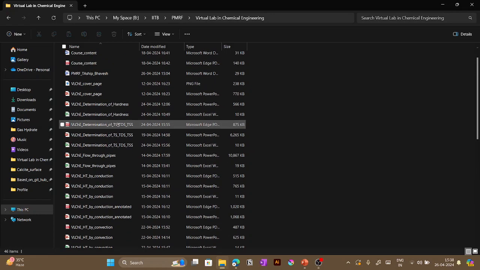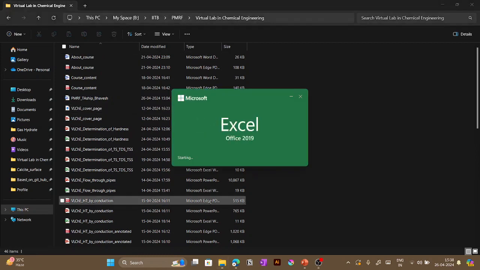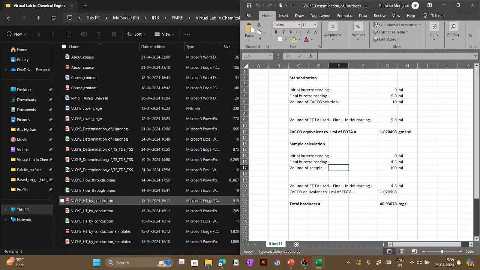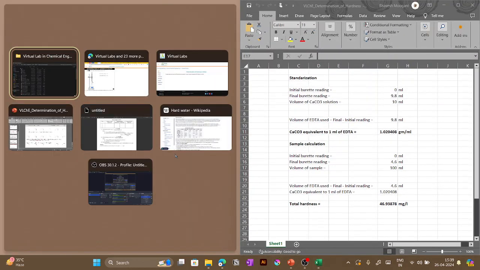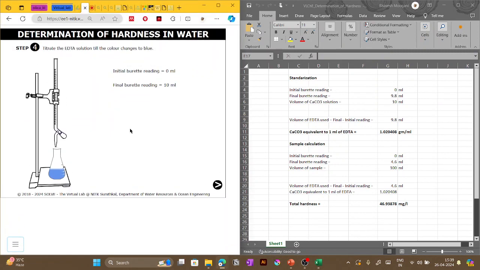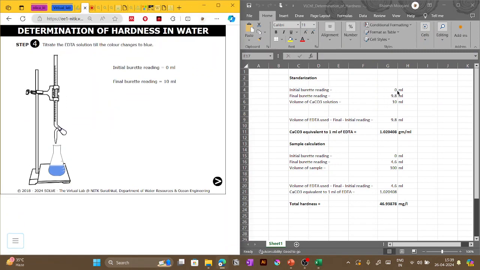Hardness, yeah. So I will note down the reading. For standardization, initial burette reading 0, final burette reading 10 ml.